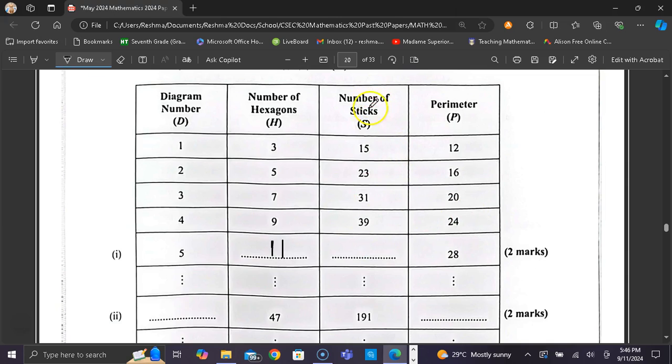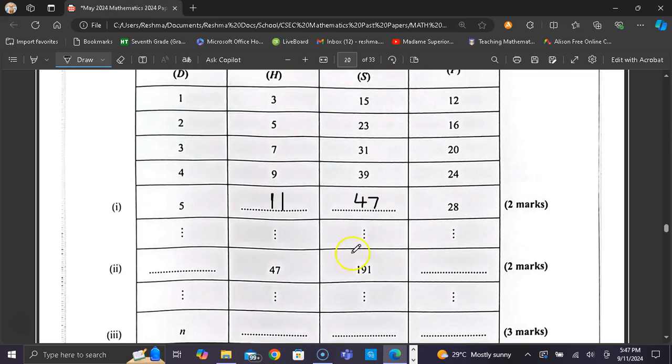Let's look at the sequence for the number of sticks. We have 15, 23, 31, 39. If you look at the numbers, it seems that we are adding 8. Right? 15 and 8 is 23, 23 and 8 is 31, 31 and 8 is 39. So therefore 39 and 8 will give 47 sticks for diagram 5. So that's 2 marks for completing those blanks. Let's look at the next blank.